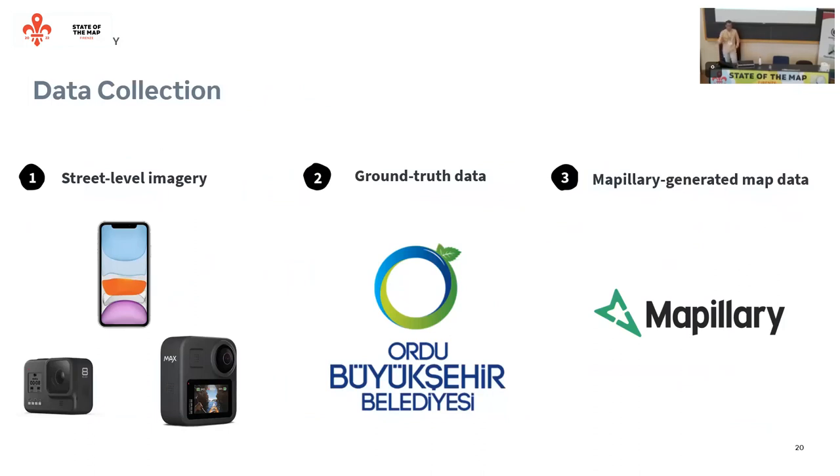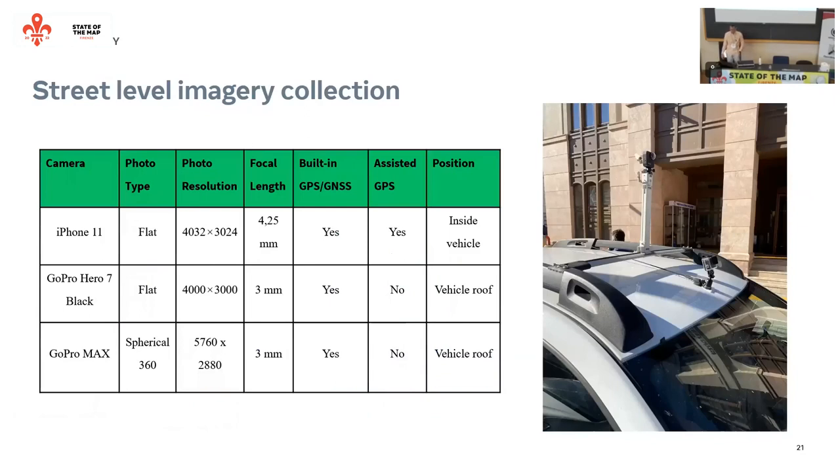So I used an iPhone 11 as a smartphone, and then I used a GoPro Hero, and a GoPro Max, which is a 360 camera. Ground truth data is provided by Ordu Municipality, and map data is generated by Mapillary. And here you see the specs of the cameras. The iPhone obviously captures flat images. The GoPro Hero also captures flat images, but it has a wide angle. And the GoPro Max captures 360 imagery. You can also see the focal length and the resolution.